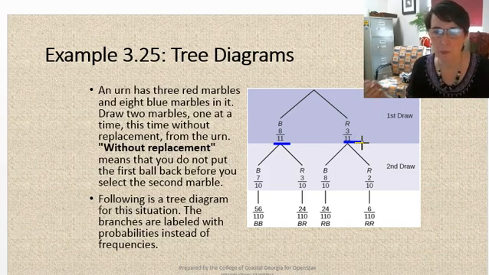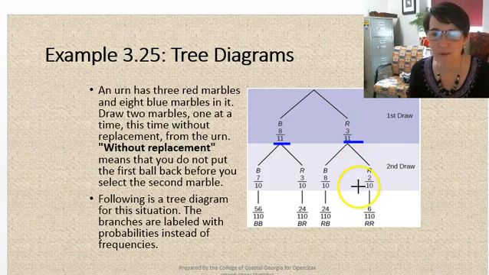Without replacement, we kept those marbles out. What happens next? Well, if we did draw a red one, then we have the same probability of a blue, but we have a reduced probability of a red because we've already taken one of those out. And you notice the denominator is now 10. There were only 10 remaining.